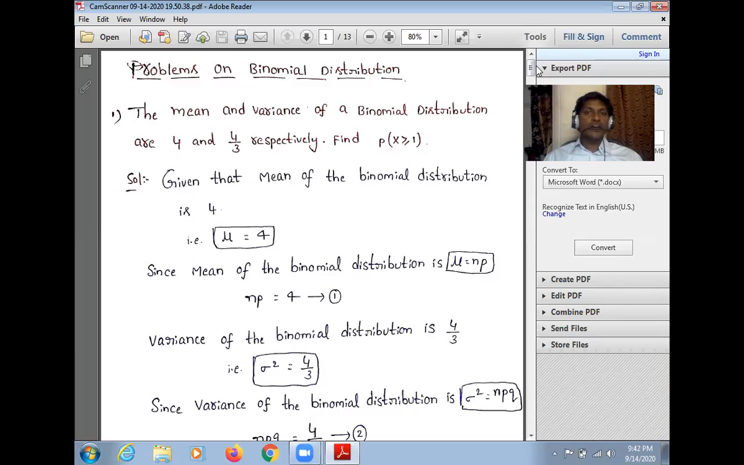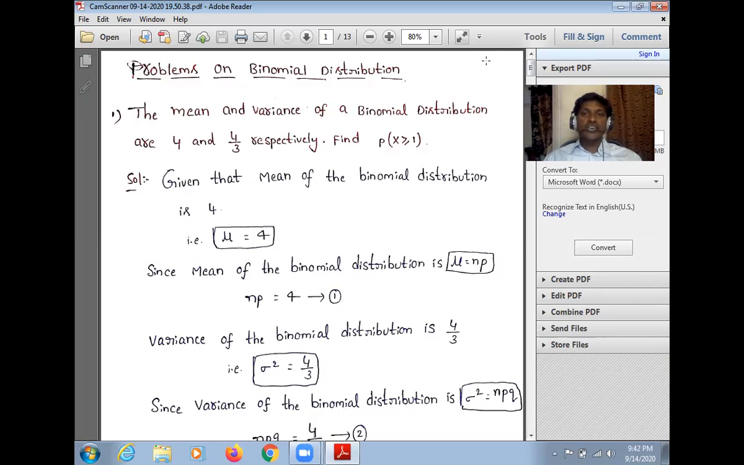See the problems on binomial distribution. Okay. Last class we discussed the mean of a binomial distribution, variance of a binomial distribution, mode and recurrence relation of a binomial distribution. So we'll see the problems on binomial distribution.